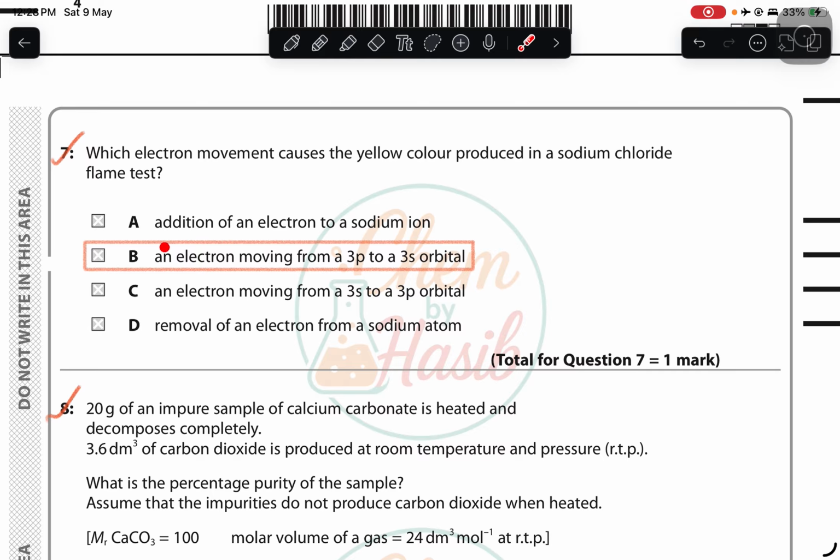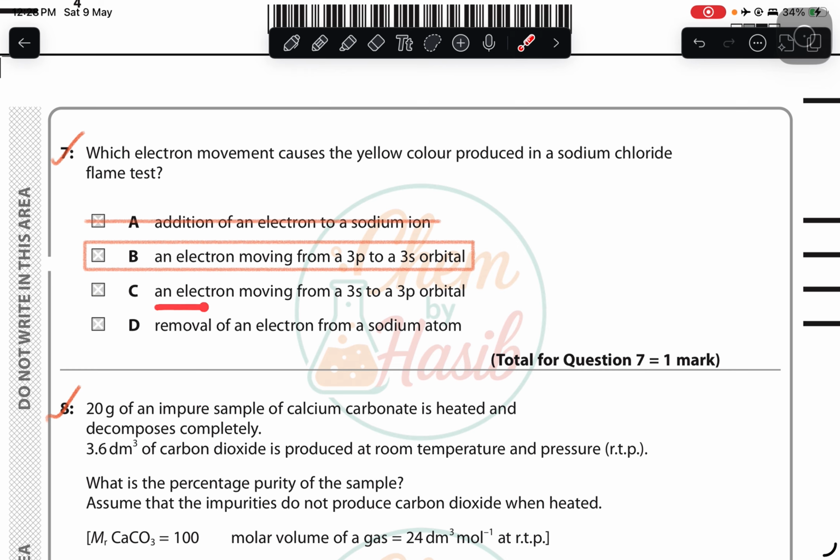So it says addition of an electron to a sodium ion. Wrong statement, completely wrong. Ruling out this statement. Adding an electron to a sodium ion is something that doesn't happen during a flame test. During a flame test, electrons are excited to a higher energy orbital or higher energy state, and they drop down to the lower energy state, and then they release some radiation.